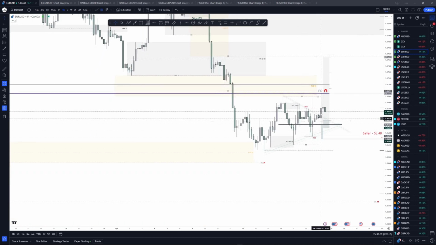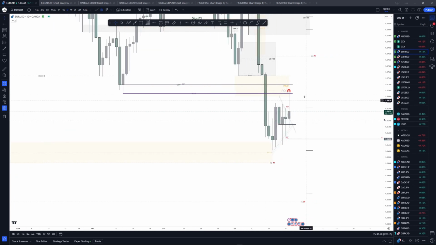right? And as you see, price broke through it to the upside, right? And it came to the weekly fair value gap. It has tapped it, but it didn't really go into the midpoint of the weekly fair value gap.